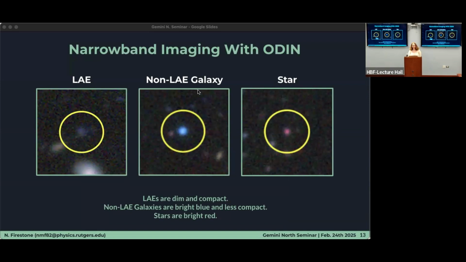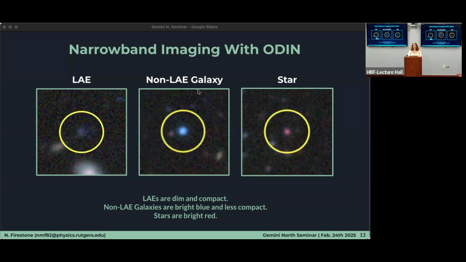So here is a comparison of what an LAE might look like compared to some other astronomical objects in our narrowband and broadband images. So LAEs are very dim and very compact. Now, this is one of the reasons why narrowband imaging is a great technique. Since they are so dim, especially in the continuum even, it's really hard to get all of the LAEs with just spectroscopy. So narrowband imaging is much better at this. We then have a non-LAE galaxy, a lower redshift interloper that's very bright and blue and a little bit less compact. And then a star looks completely different.